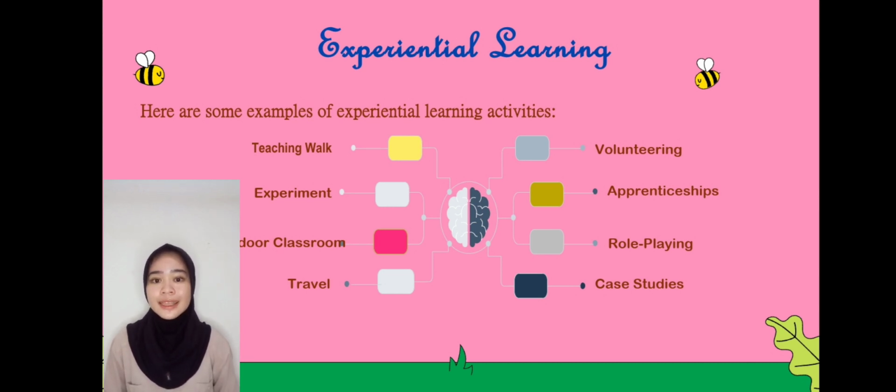For the first is teaching walk. A teaching walk is when the teacher goes on an educational trip with the students, walking with them throughout the school ground, and takes note of what they observe. After this activity, teachers are able to come back into the classroom and teach about what they saw by having students reflect on their observation.